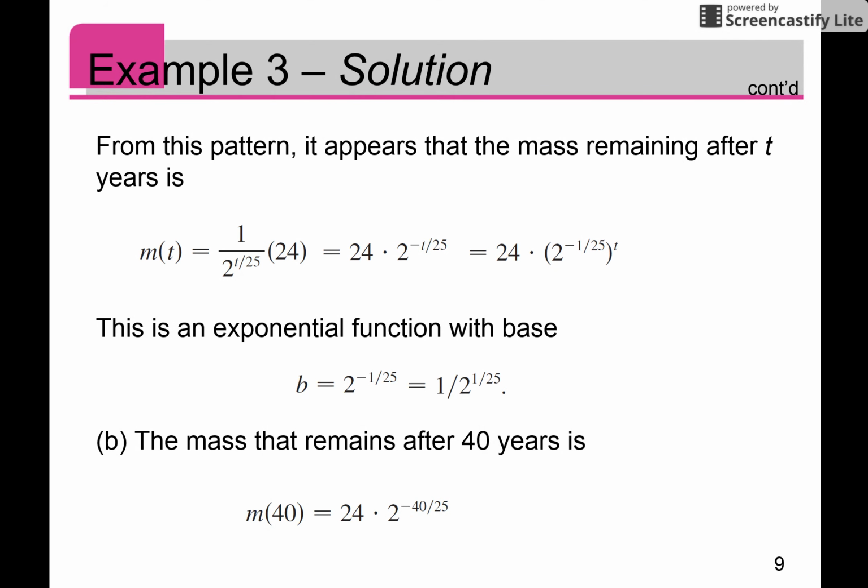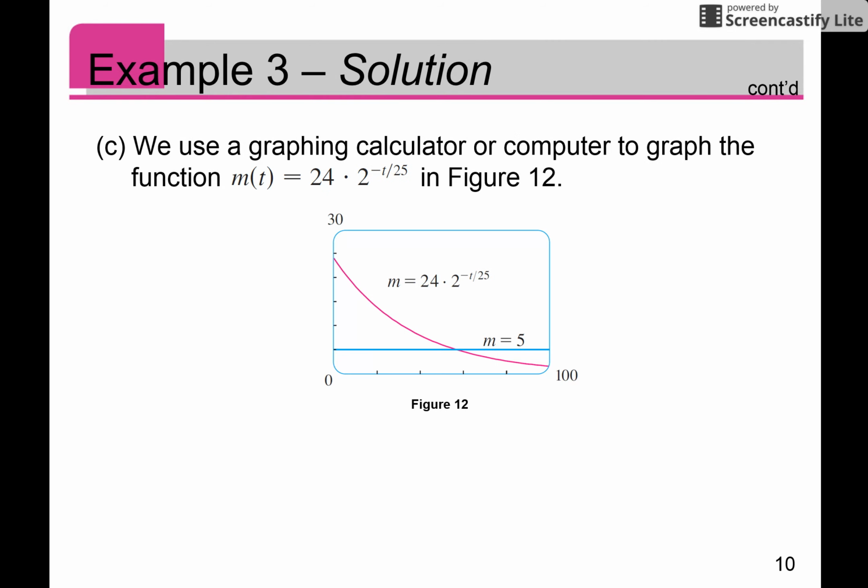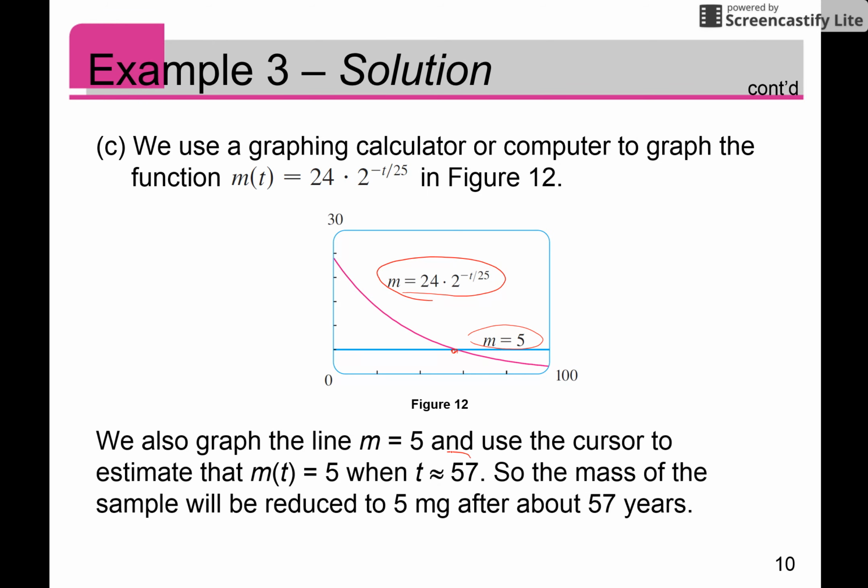So after 40 years, we would plug in t equals 40, and we would come up with about 7.9 milligrams. Graphing on our calculator, we would graph this function in the y equals and the horizontal line, y equals 5, look for the intersection point, and we see that that happens at approximately t equals 57.